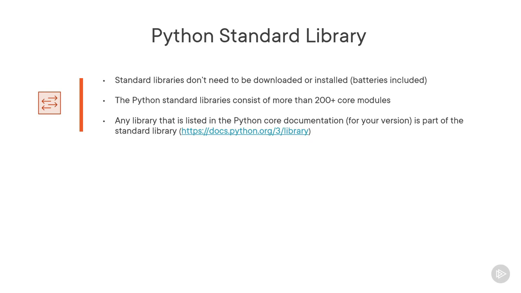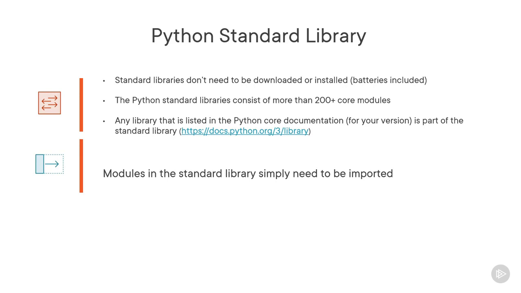So you'll need to make sure if you're out on the Python documentation that you're looking at the correct version for your Python. Now, modules in the standard library don't need to be installed, like I said before, they simply need to be imported. And some examples of these modules are the sys and the socket modules.